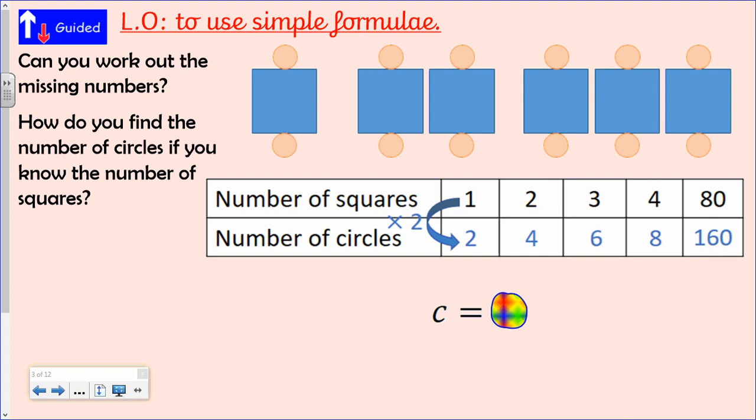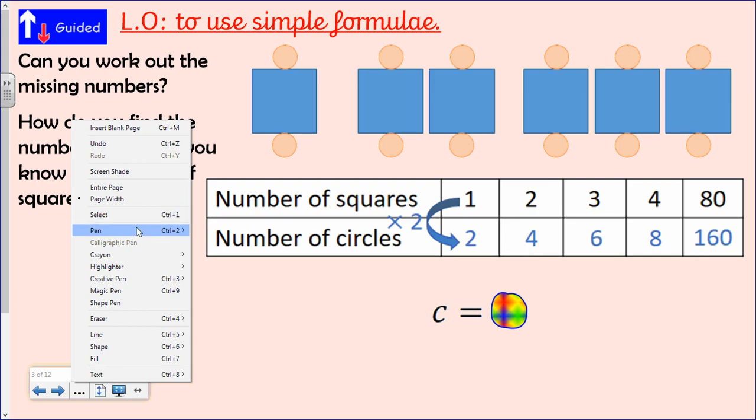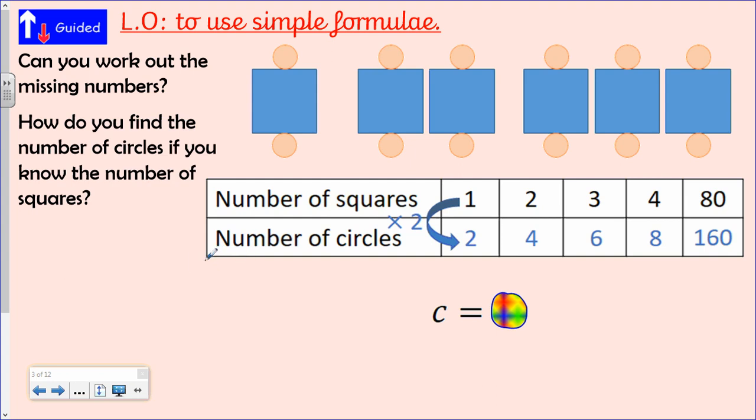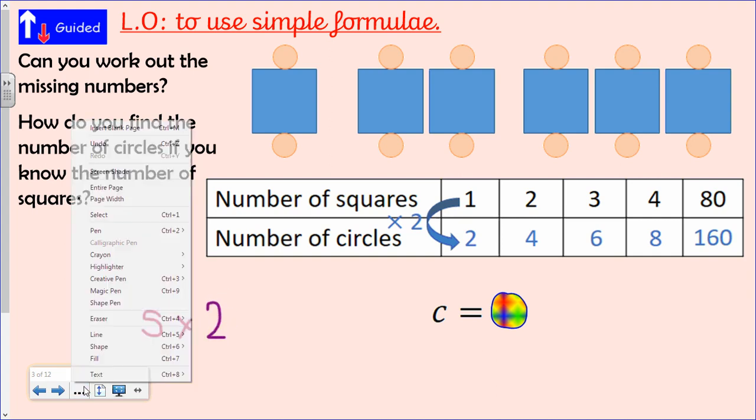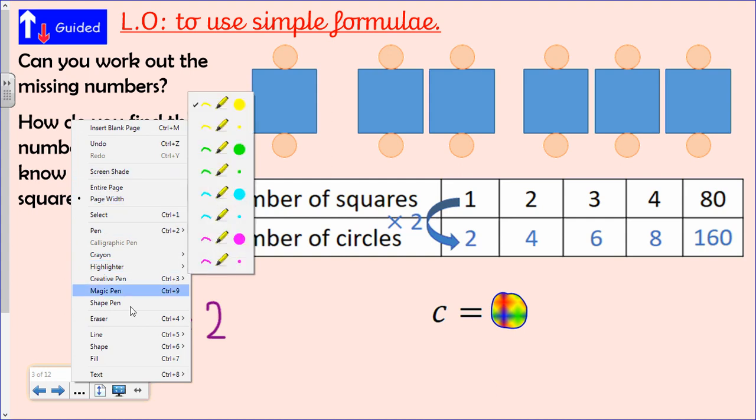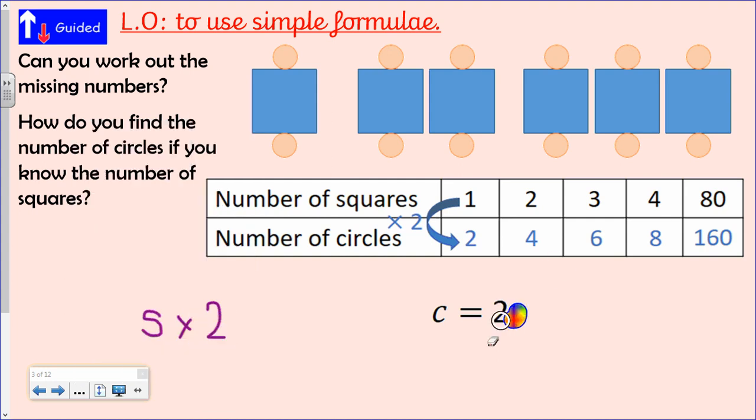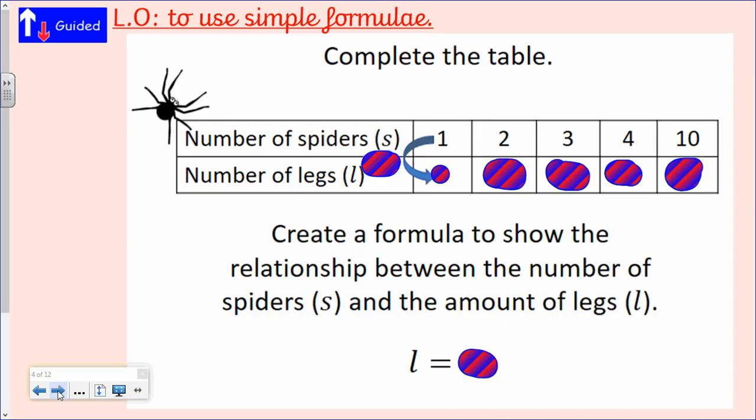So we are saying, just grab a pen a moment, that C is the number of circles. And to get to that, we get the number of squares, S, and we are timesing it by 2. We're doubling it, okay? So that can look like, as a formula, C equals 2S. So remember, when the number comes right next to the letter, it just means 2 lots of that thing, 2 times the S.